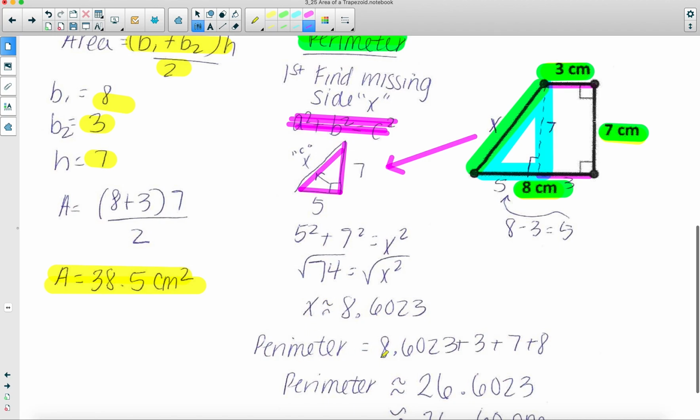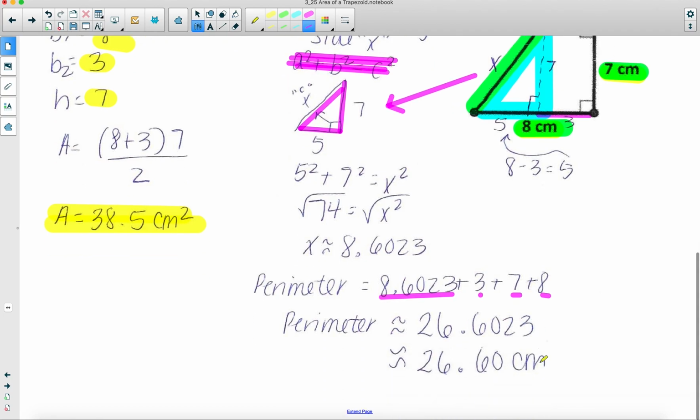My perimeter would be that missing side at 8.6023 plus 3 plus 7 plus 8 to give us a total of approximately 26.6023, which again, nearest hundredth, the 2 tells the 0 to stay. So we have approximately 26.60 centimeters as our perimeter.